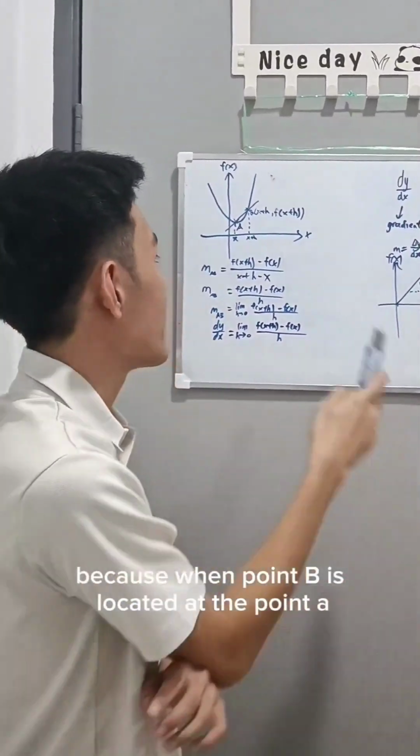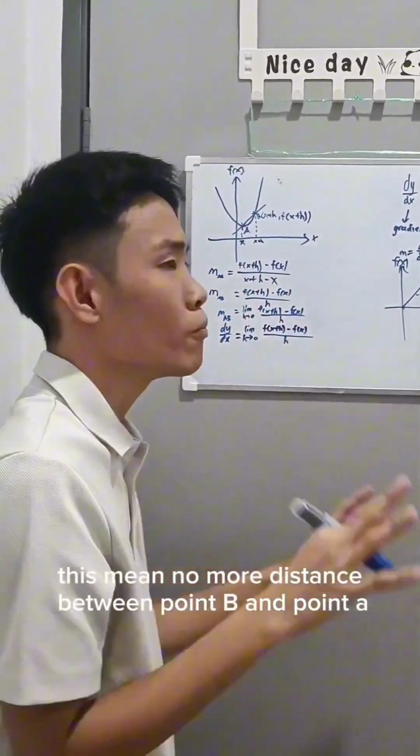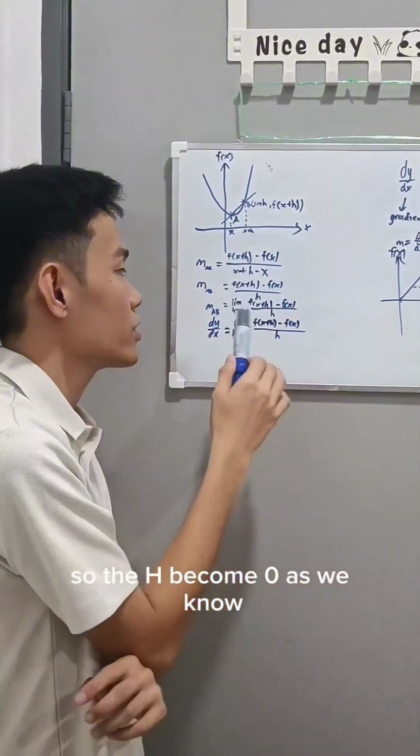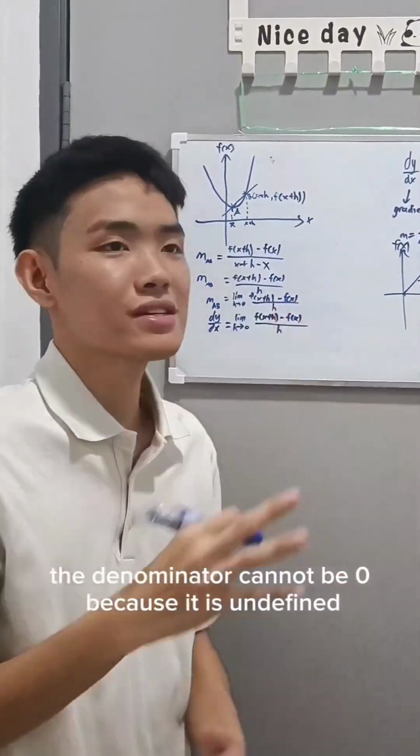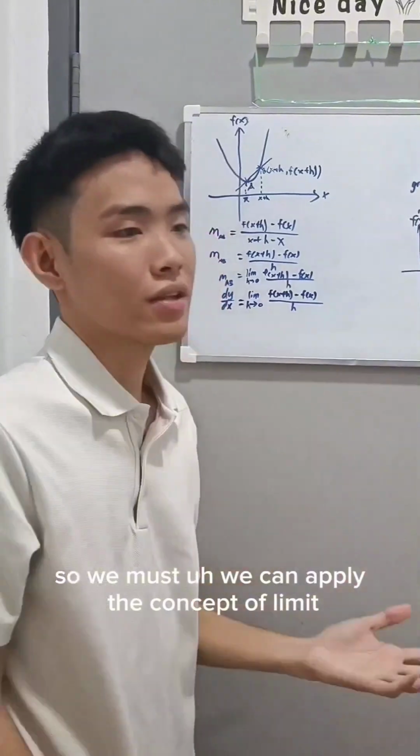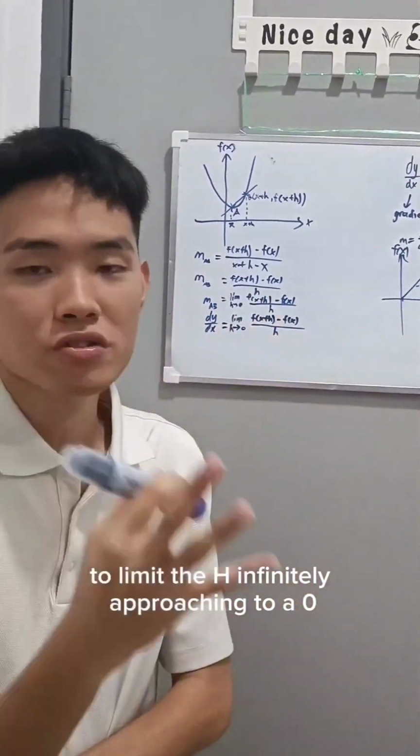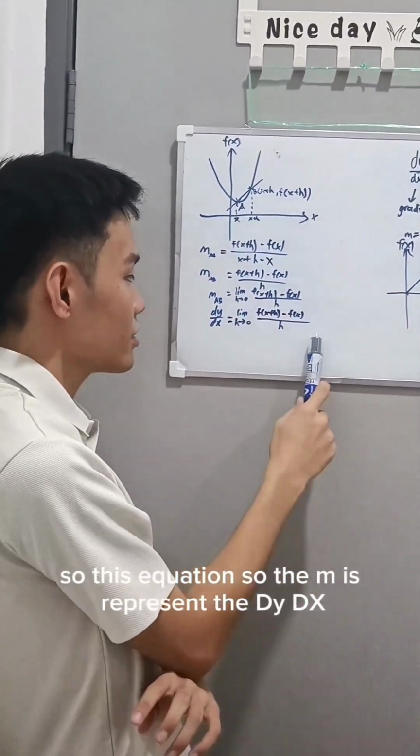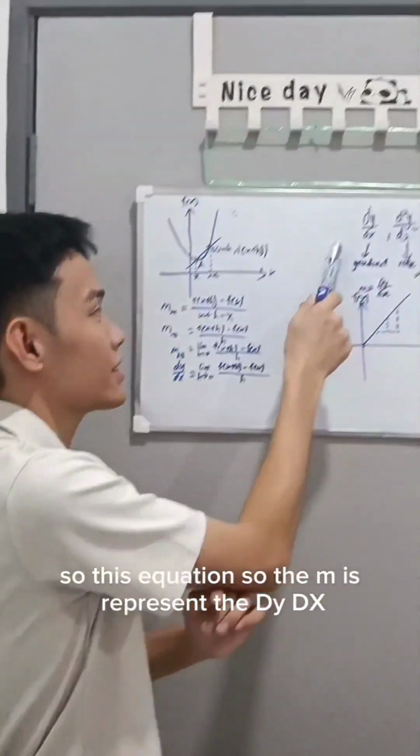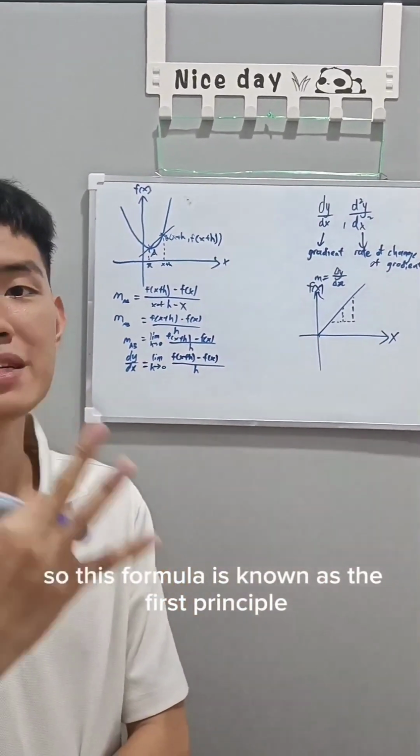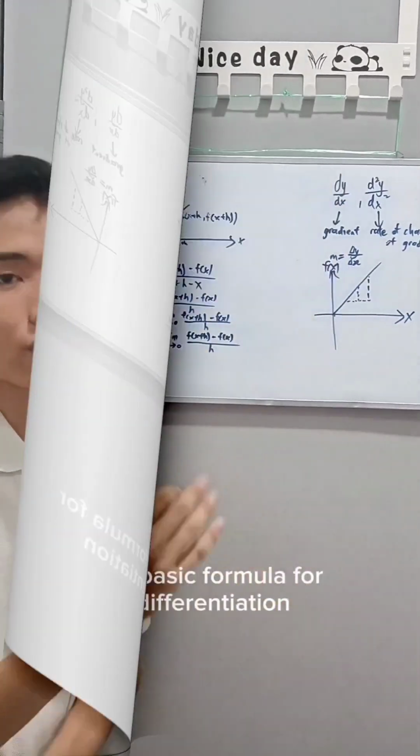Why? Because when point B is located at point A, this means there is no more distance between point B and point A, so h becomes 0. As we know, the denominator cannot be 0 because it is undefined. So we can apply the concept of limit, letting h infinitely approach 0. This equation, m, represents dy/dx, that is the first derivative. This formula is known as the first principle, the basic formula for differentiation.